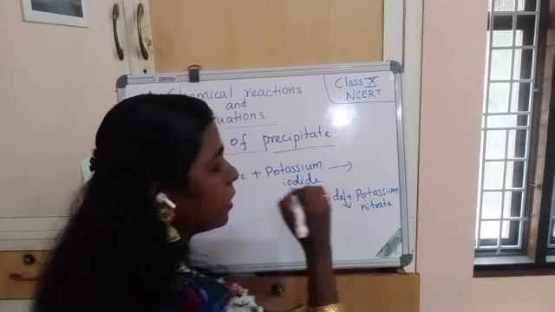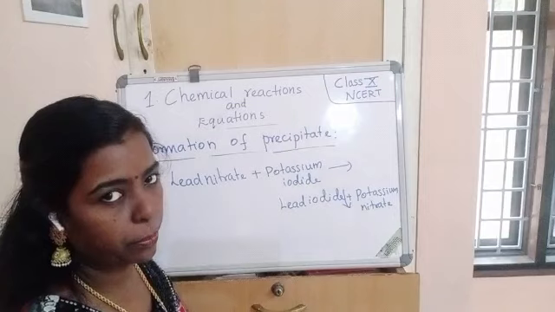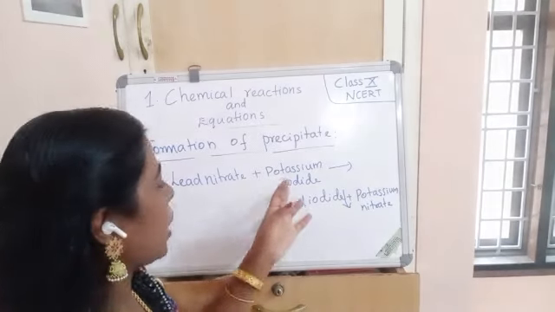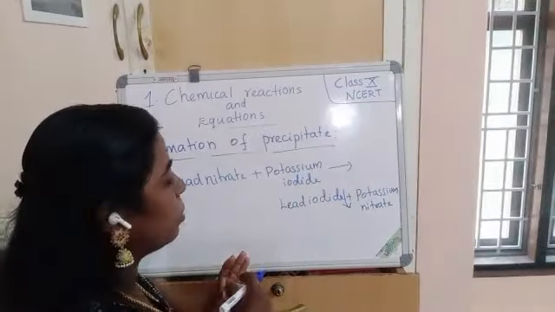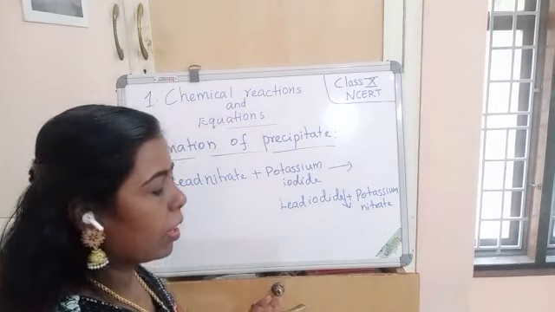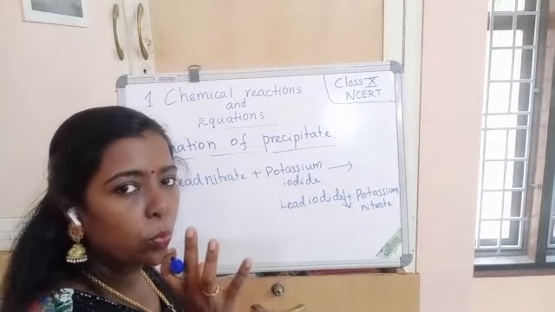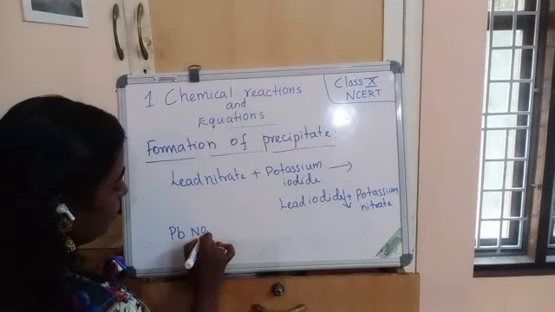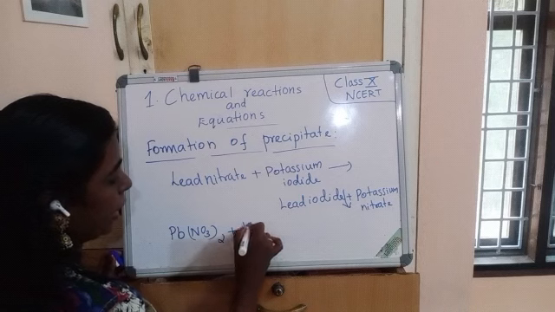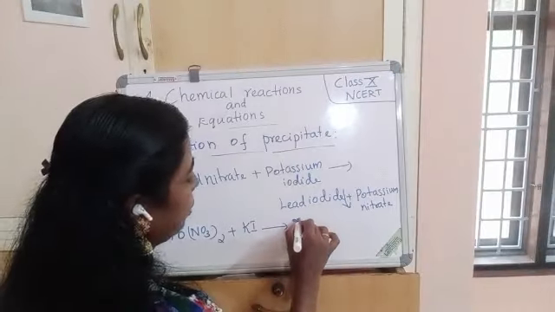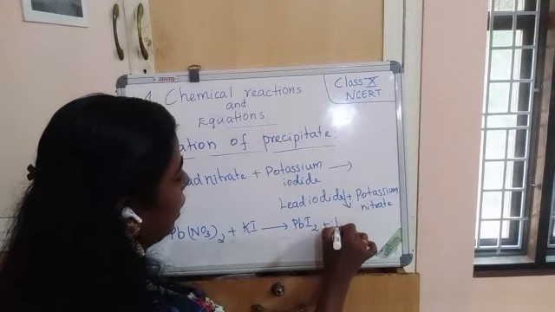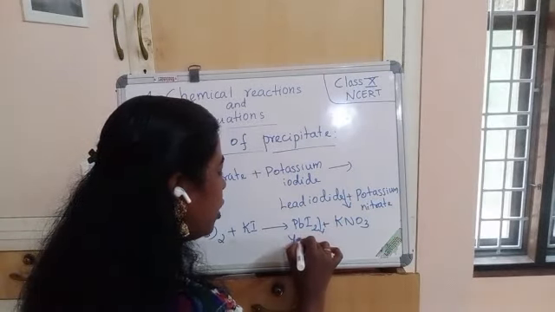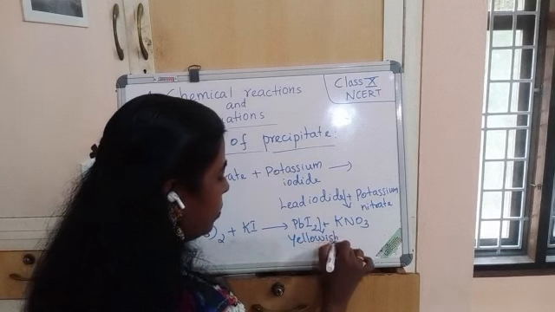This lead iodide is in the form of a precipitate, a yellow color precipitate. So we take lead nitrate in a test tube and add some drops of potassium iodide into the test tube. Lead iodide and potassium nitrate are formed. Lead iodide is in the form of a yellowish white solid. The formula of lead nitrate is Pb(NO3)2. It reacts with potassium iodide, KI, to form lead iodide, PbI2, plus KNO3, potassium nitrate. This lead iodide is a yellowish solid, that is a precipitate.